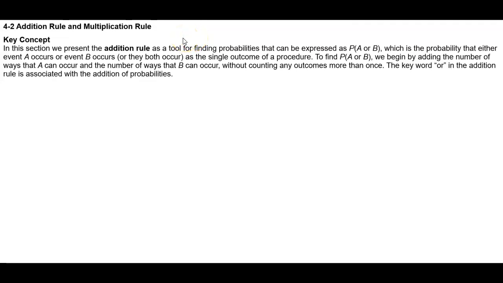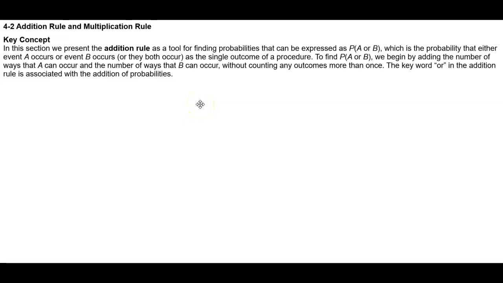Section 4.2, the addition rule and multiplication rule. Key concept. In this section, we present the addition rule as a tool for finding probabilities that can be expressed as the probability of event A or event B, which is the probability that either event A occurs or event B occurs, or they both occur as the single outcome of a procedure.